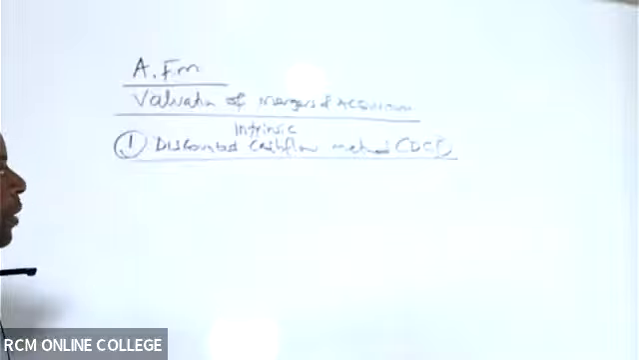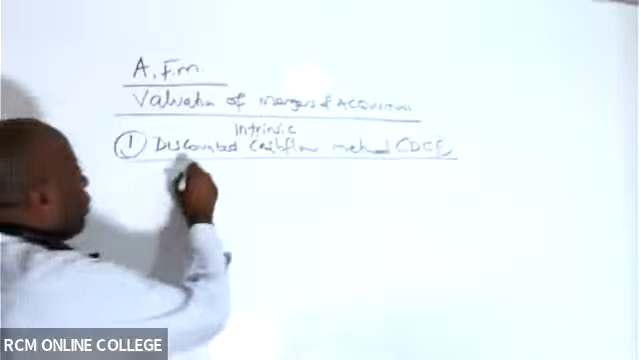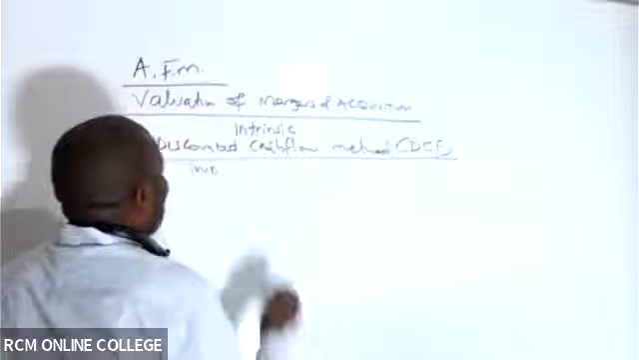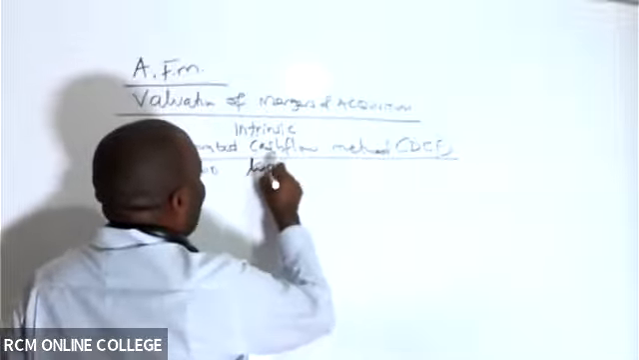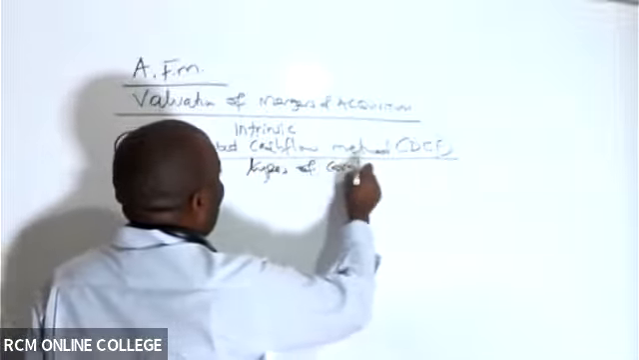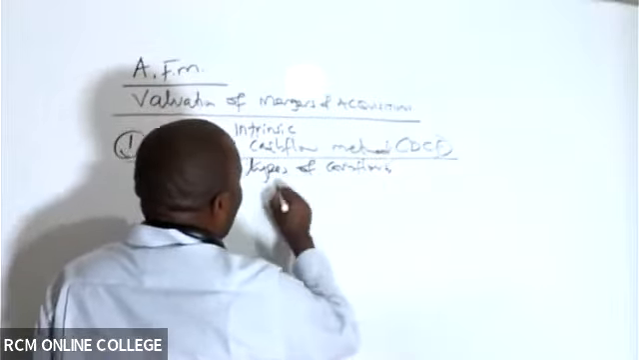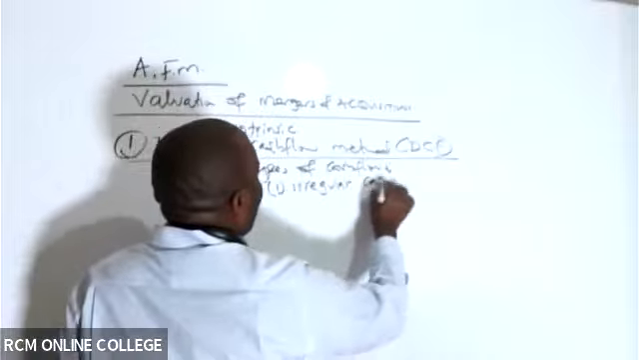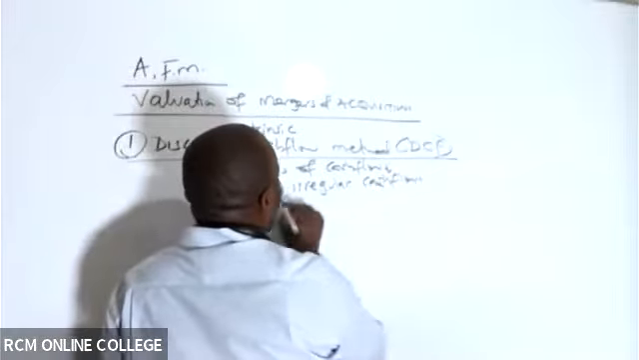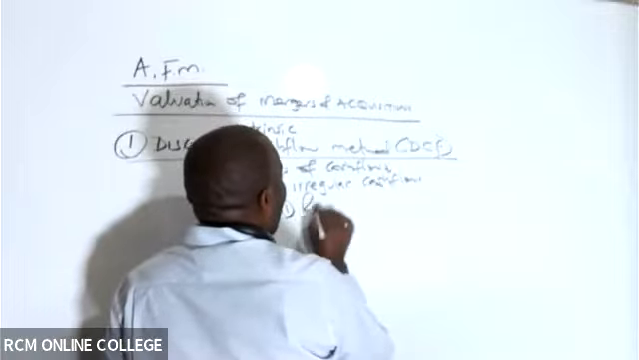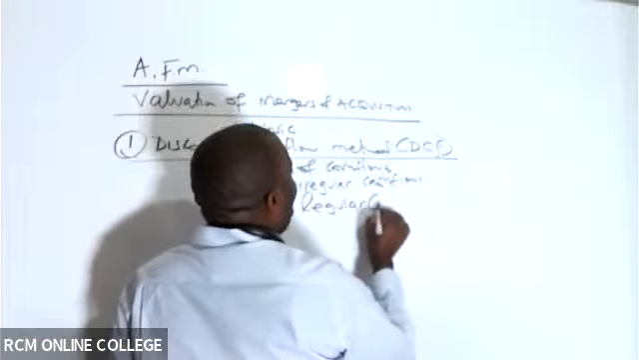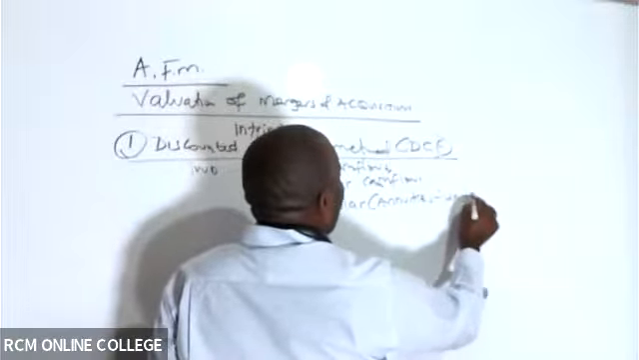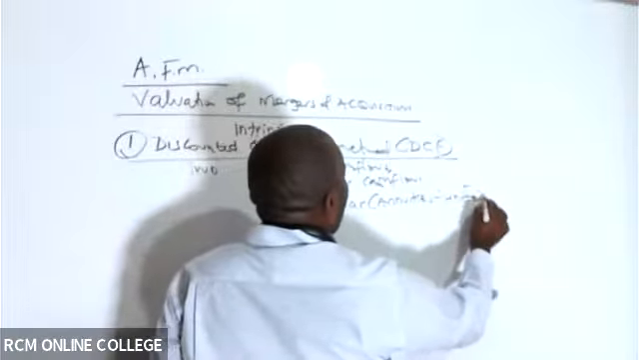Just as a quick way of remembering, we have two types of cash flows. Number one, we have irregular cash flows. And number two, we have the regular ones, which are also known as annuities or uniform.